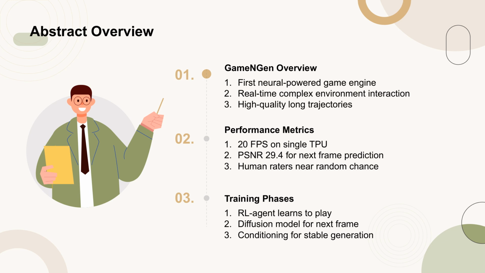The training of GameNGen involves two phases. First, an RL agent learns to play the game and the training sessions are recorded. Second, a diffusion model is trained to produce the next frame, conditioned on the sequence of past frames and actions. Conditioning augmentations enable stable autoregressive generation over long trajectories.